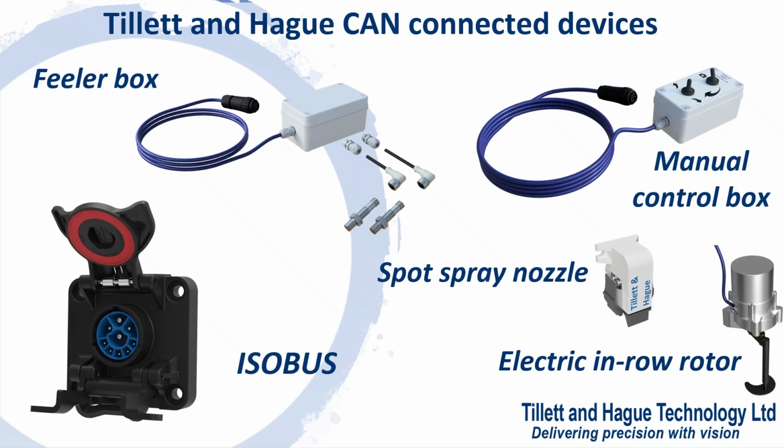Tillett and Hague guidance systems incorporate a proprietary CAN bus connection for additional functions such as manual override and feeler guidance, as well as in-row operations such as controlling nozzles and in-row cultivators. Also, with appropriate hardware, we can connect to the tractor's ISOBUS for additional integration.